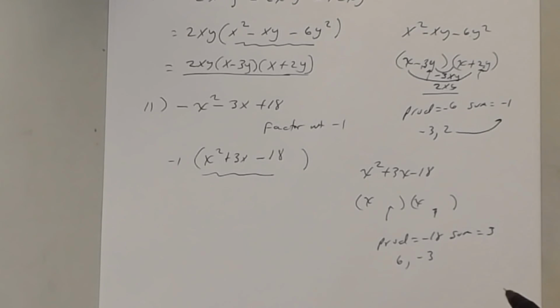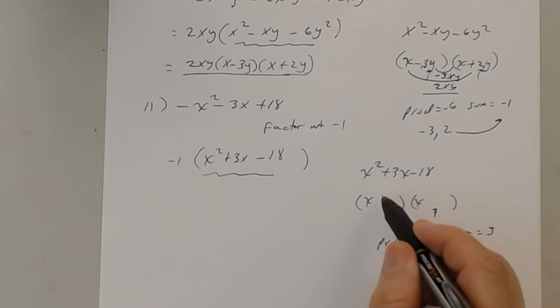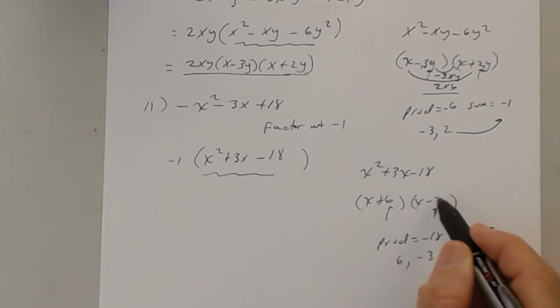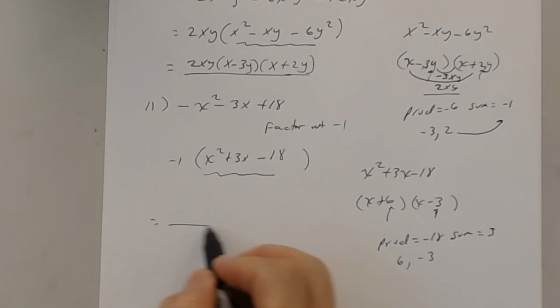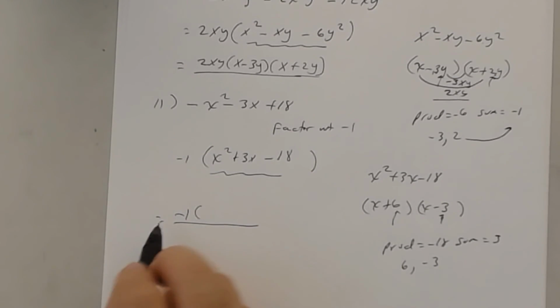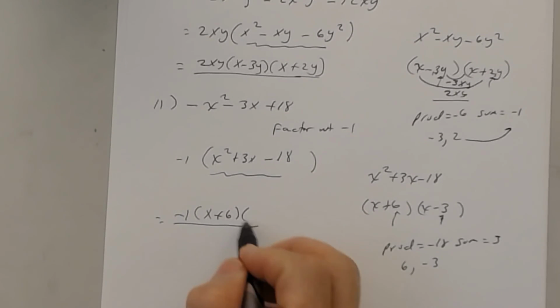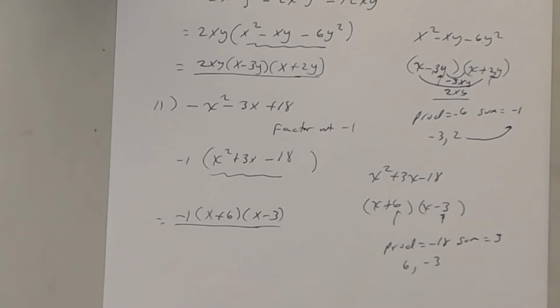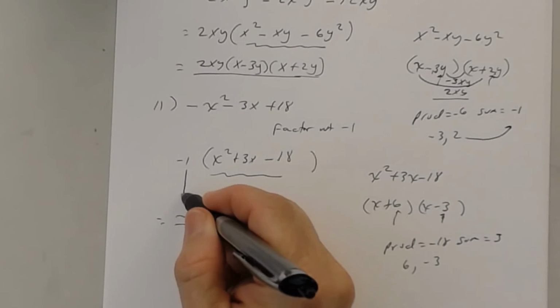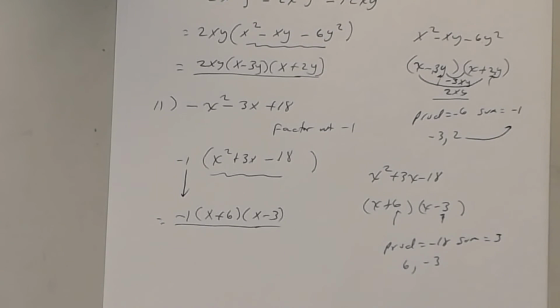Y'all agree? Okay. So it'll be x plus 6 times x what? Minus 3. But what's the answer? -1 times x plus 6 times what? X minus 3. That's the answer. Don't forget the -1. That was your GCF that you took out, was the -1. Okay?